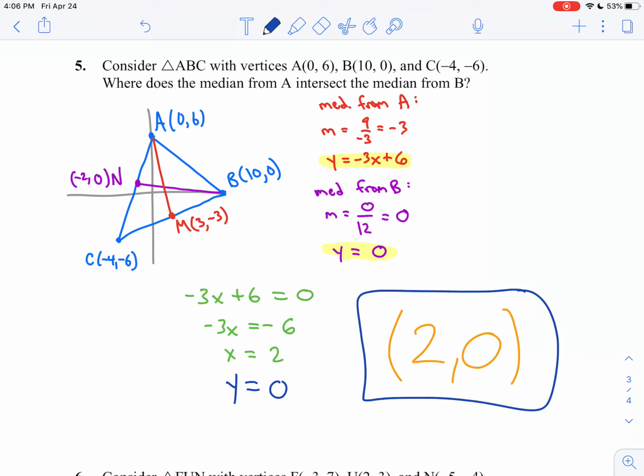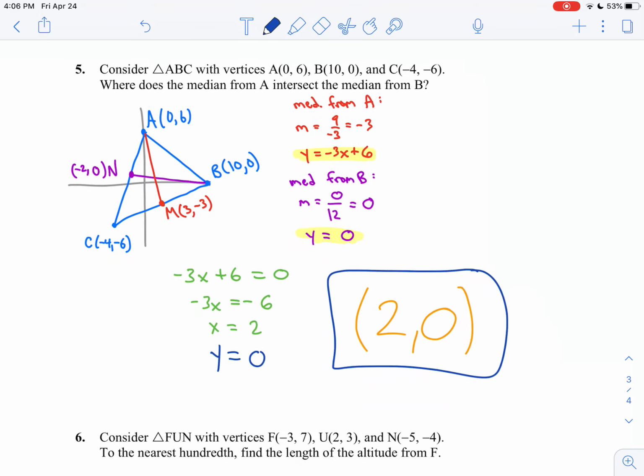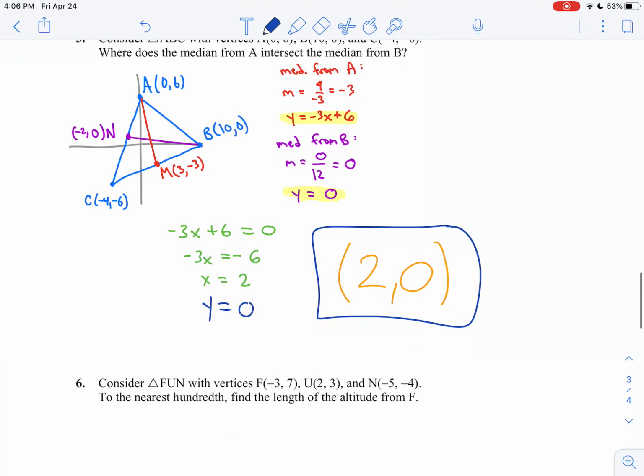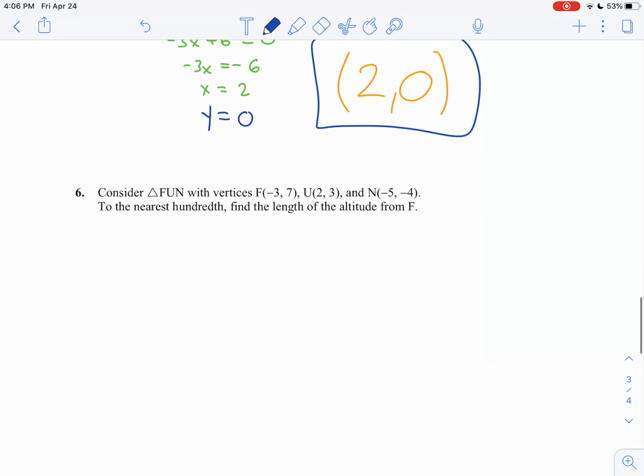All right, that was a good time. So these were nice numbers. Sometimes they do get funky. I would always recommend using improper fractions. I wouldn't use mixed numbers or decimals.